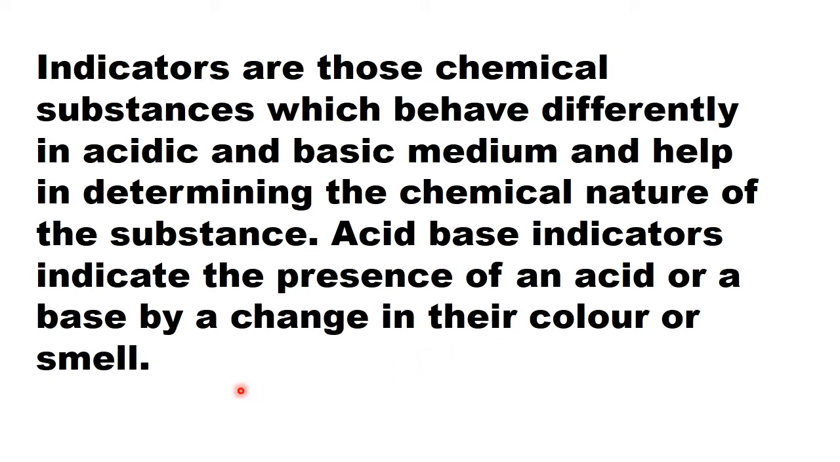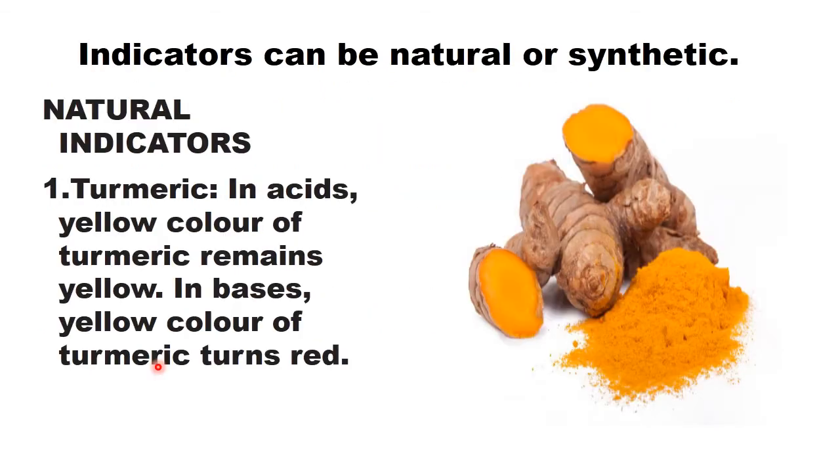So basically we have two types of indicators. One is the indicators which show their change in color when they are added to acid or base, and the other type of indicators show their change in smell. So we can say smell or we can use the word odor. So they are called olfactory indicators. So let's study indicators in detail.